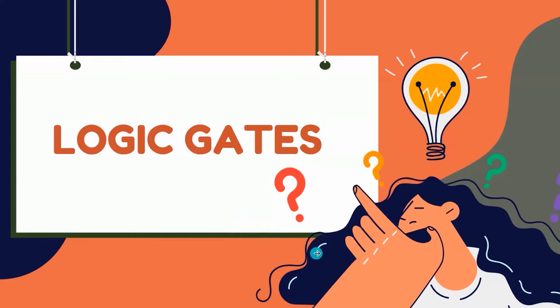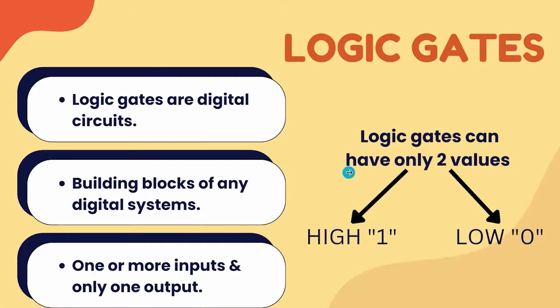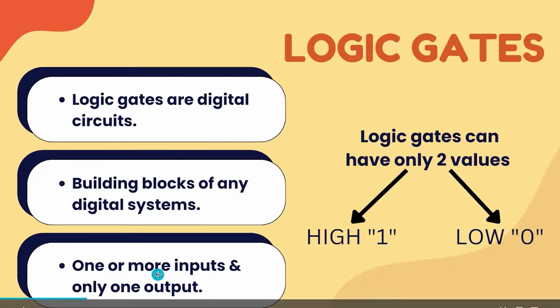In this lesson series, we will learn about logic gates and their types in detail. Briefly, logic gates are digital circuits. They are the very basic building blocks of any digital system. Simply, we can say it is an electronic circuit having one or more inputs and only one output.